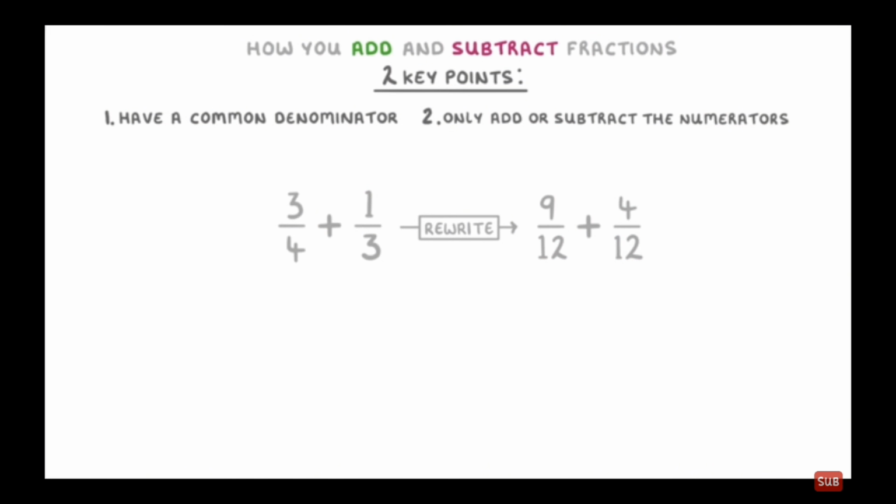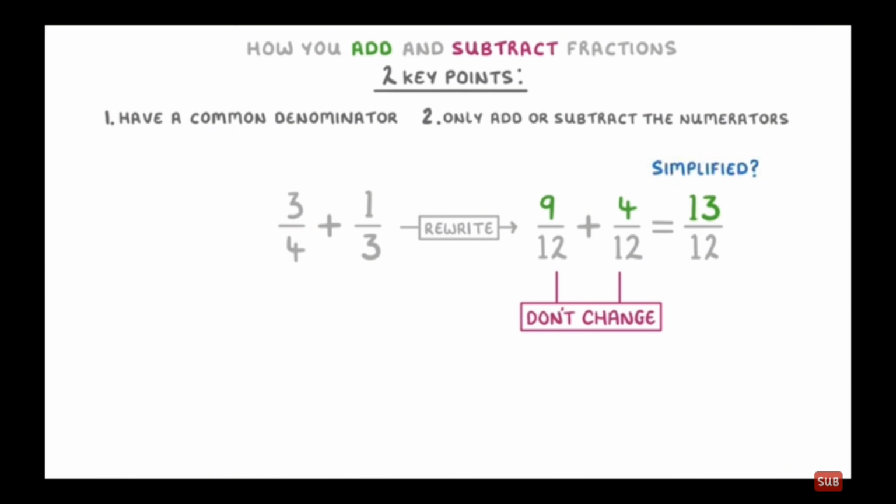Now that we've done the tricky part of getting a common denominator, all we have left is the easy part of adding the numerators together. So 9 plus 4, which gives us 13. And because we don't change the denominator, it'll be 13 over 12. And then it's always good to double check if your fraction can be simplified. But 13 over 12 can't be. So we leave that as our final answer.